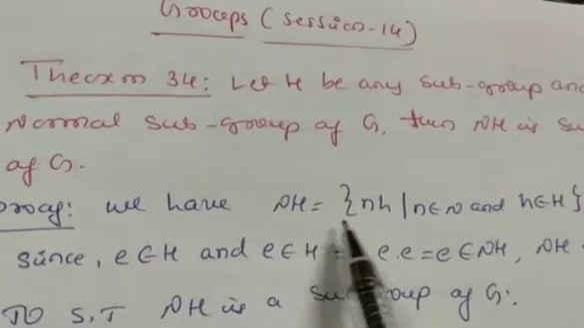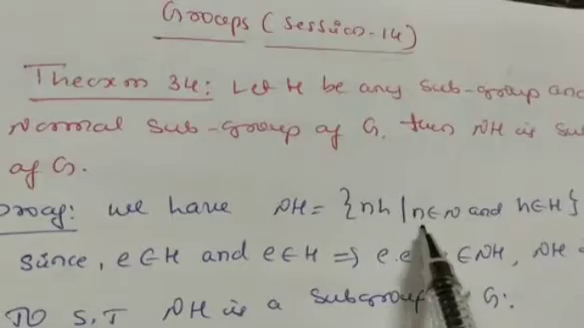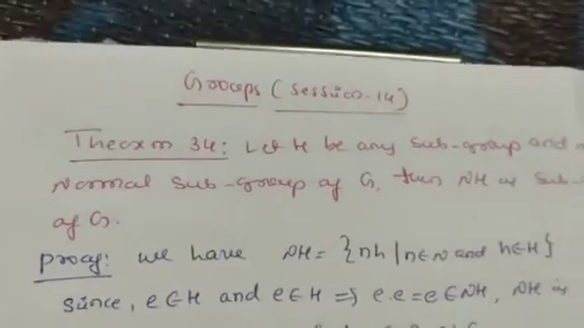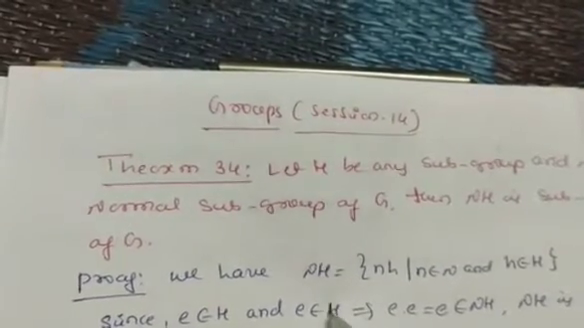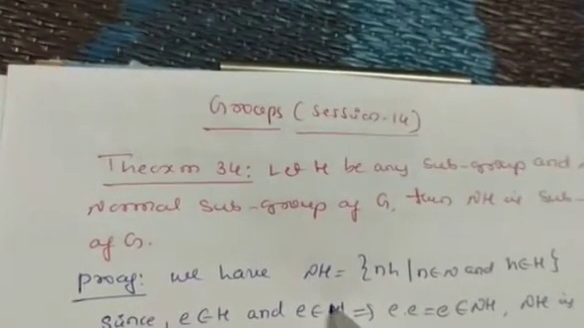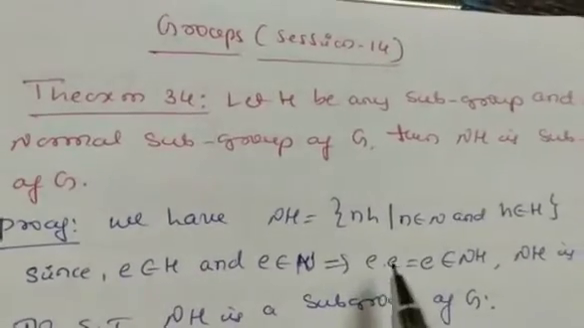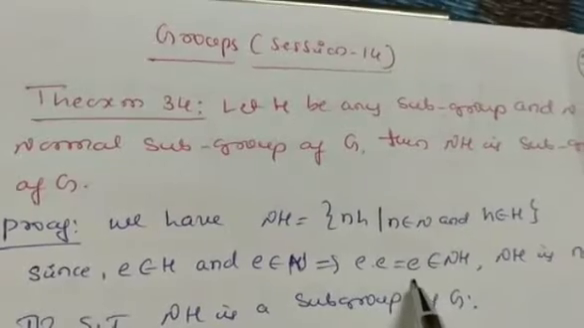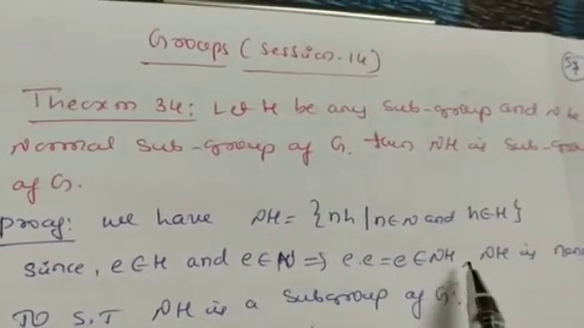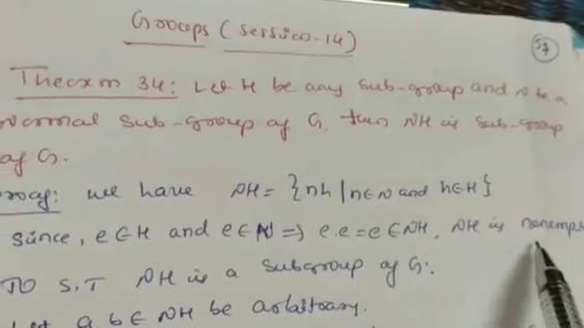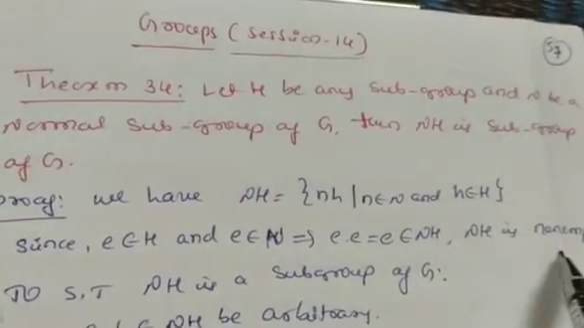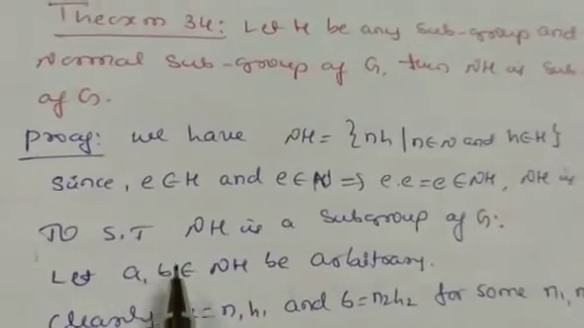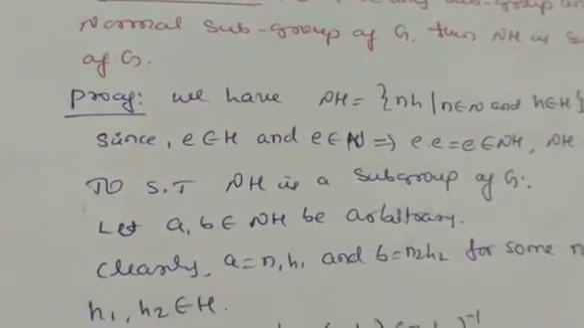Because the elements of NH are in the form of n and h where n belongs to N and h belongs to H. So here e belongs to H and e belongs to N. N is a normal subgroup, so every normal subgroup also contains an identity element. So their product is in the form of e times e, which is always e. So e belongs to NH, and this implies NH is non-empty. It contains at least one element e. Next you have to show that NH is a subgroup of G.